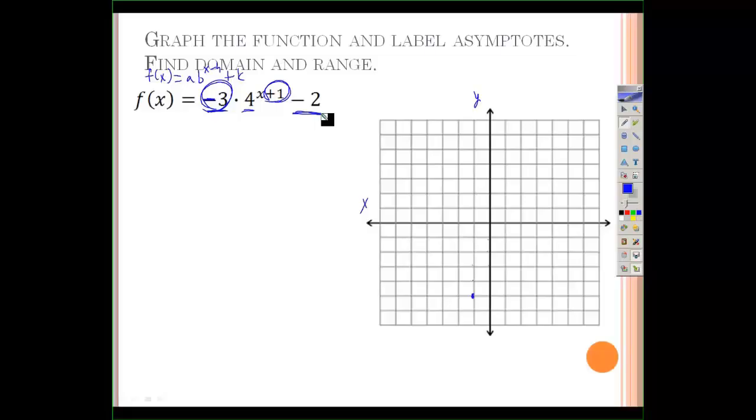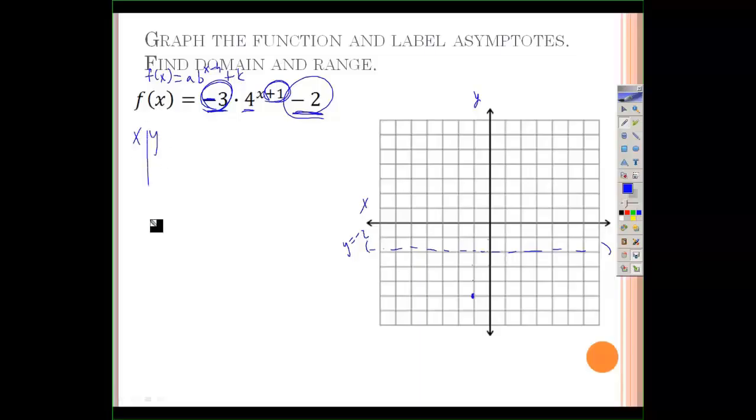I'm going to go ahead and label my asymptote real quick at -2. It tells me my asymptote's at -2. The whole graph moved down, so y equals -2. And now all that's left to do is just plot some points.